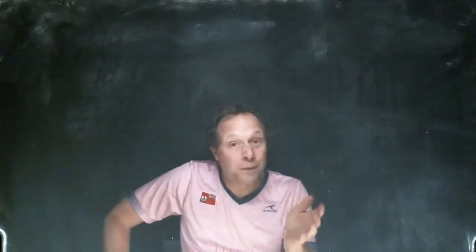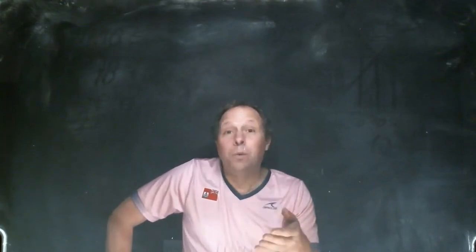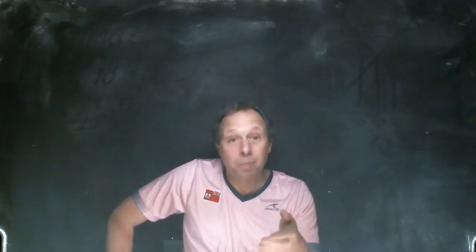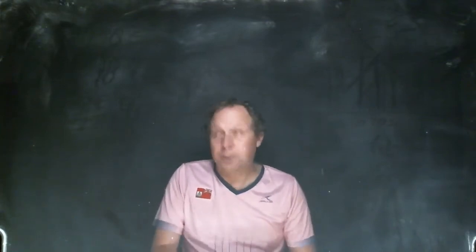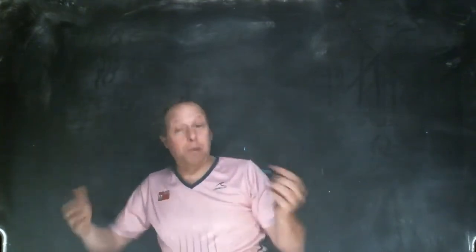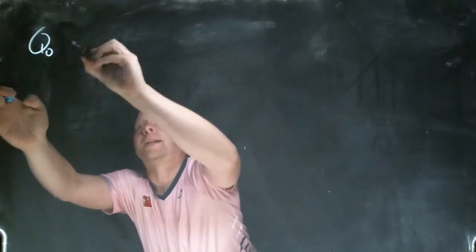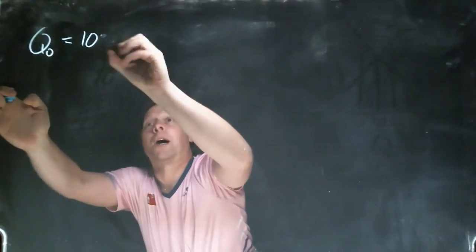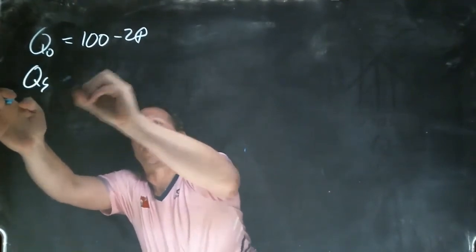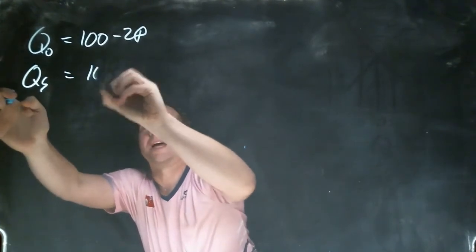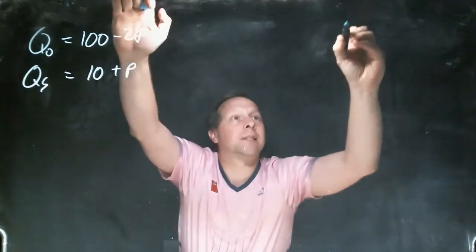All right, in this video, we're going to figure out how we solve for equilibrium when we've got a minimum legal price. So let's imagine we started with a situation where we had a couple equations for supply and demand. Let's imagine we had quantity demanded equals 100 minus 2p, and quantity supplied equals 10 plus p. If we graph that, that's going to look something like this.